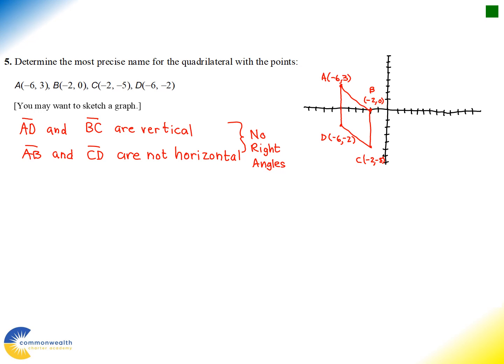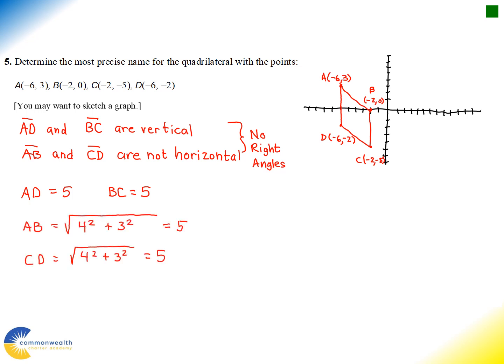What I chose to do is take measurements of all the lengths. Measuring AD and BC is pretty easy because all I have to do is count. Both of those are 5 units long. When I use the distance formula for AB and CD, I get that they are also 5 units long.